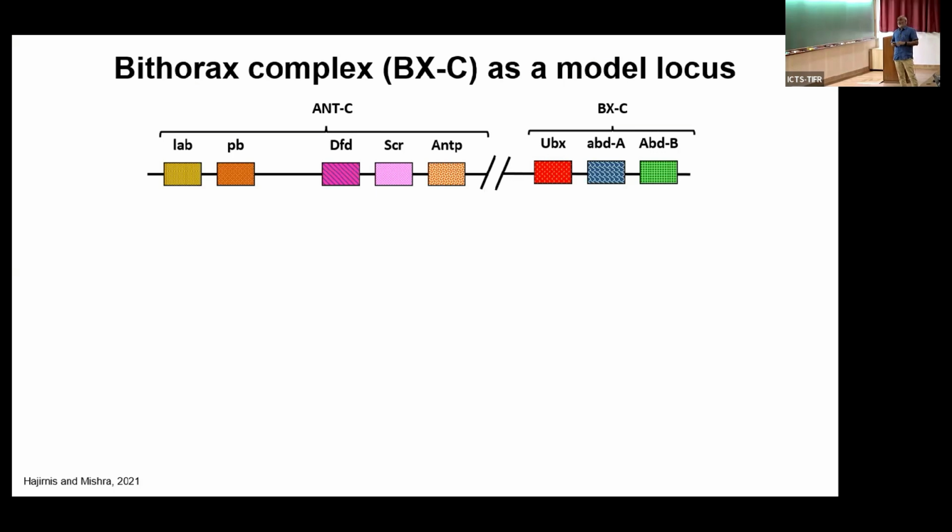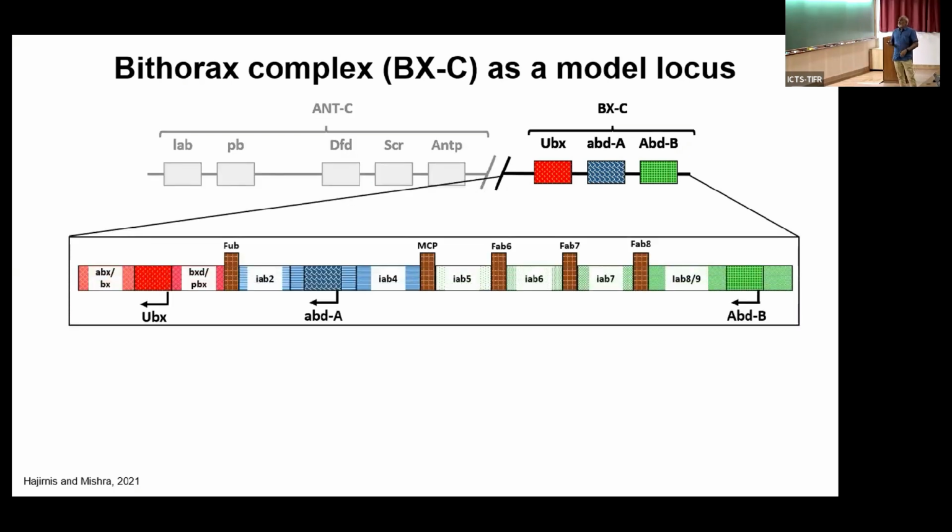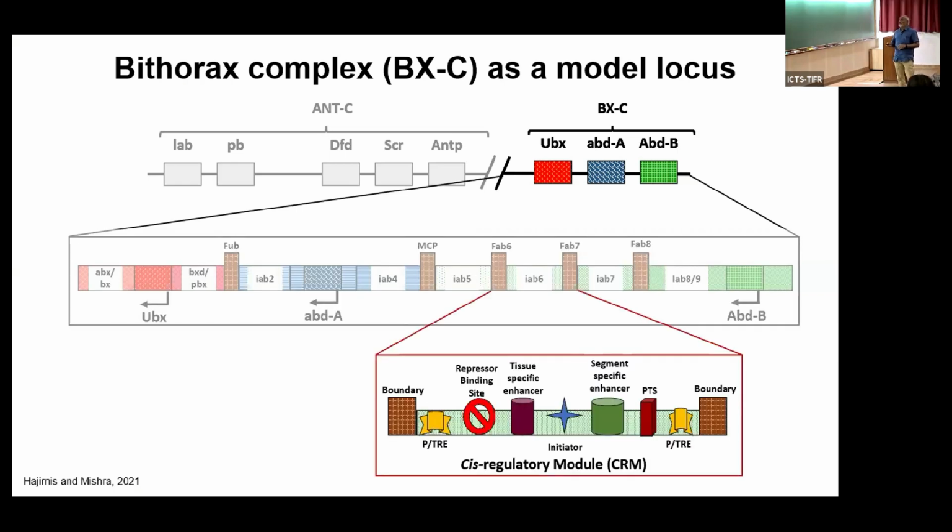In the fly, this cluster is split into two. One is the Antennapedia complex, which I'm not going to talk about. What we use is the bithorax complex, where there are three genes. Lots of genetics has been done on these three genes, and based largely on the genetic data, we know that these are the genes and these are the regulatory domains of these genes, and they are separated by what we call boundaries or insulators.